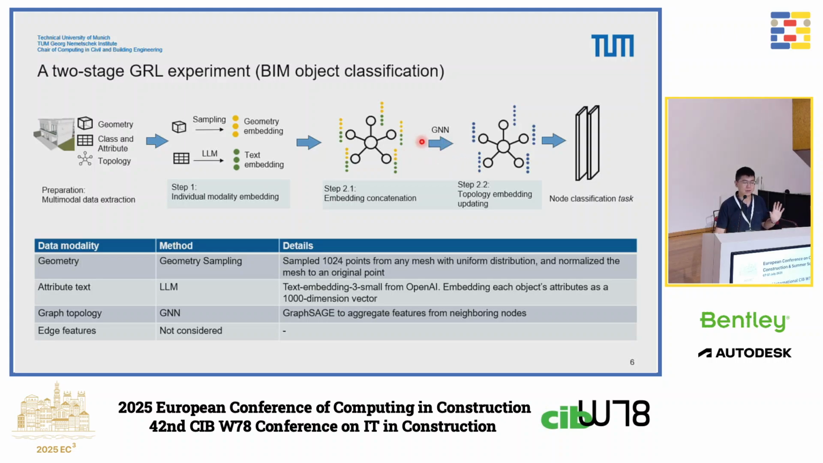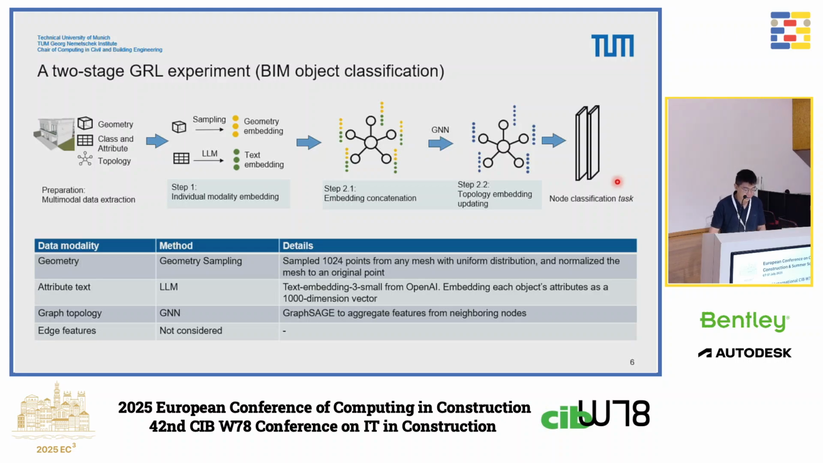After that, the output of the GNN already merges and leverages those three embeddings from the BIM models. At the end, we use a node classification task to test whether this embedding is effective or not.